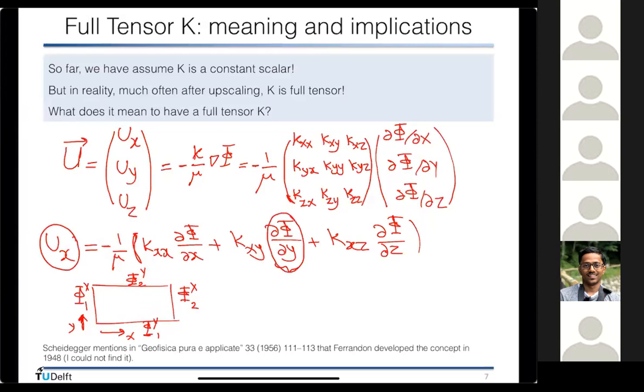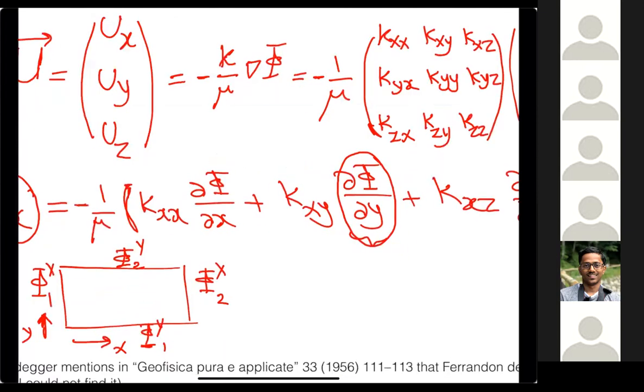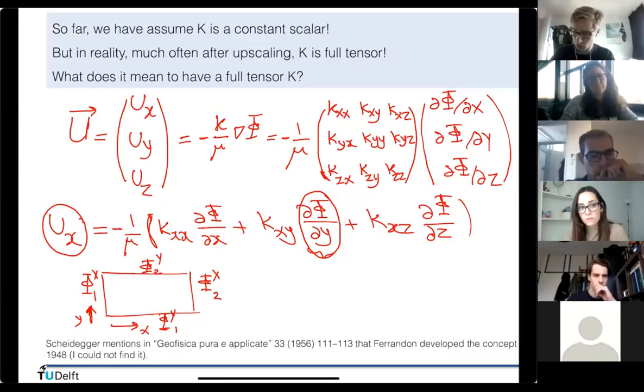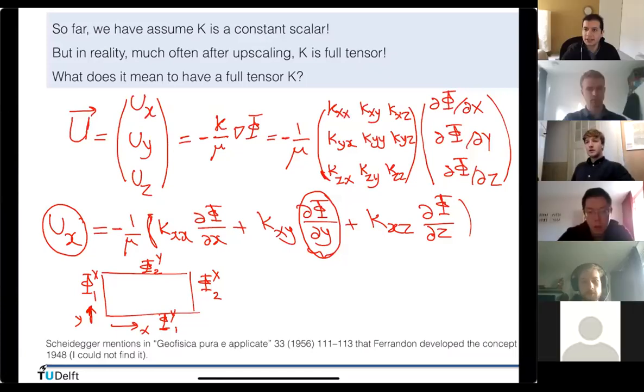How can this happen? In what case can potential difference across y-axis drive flow in x-axis? Evald, do you have any idea? No, I'm thinking about it. Yeah, think about it, because this is exactly the subject or the title of the course today, and that's exactly what you should really get to the real life.